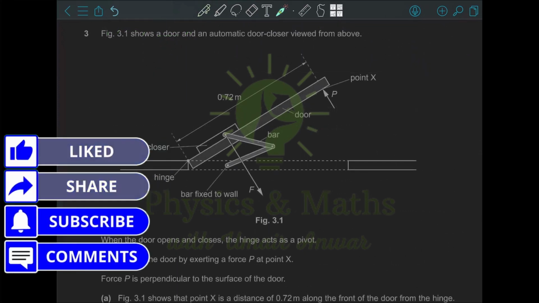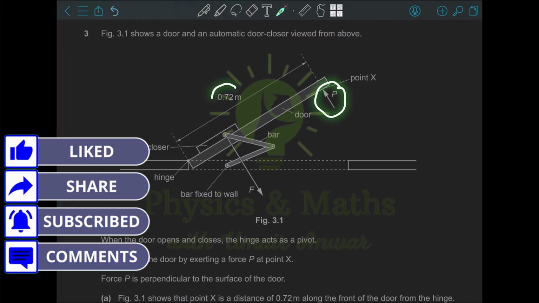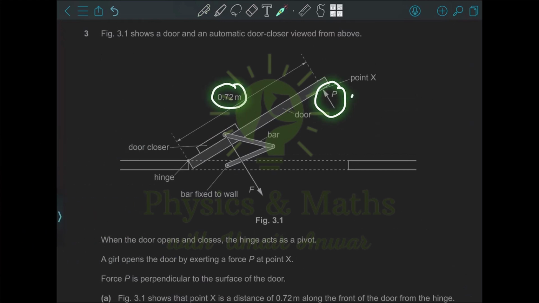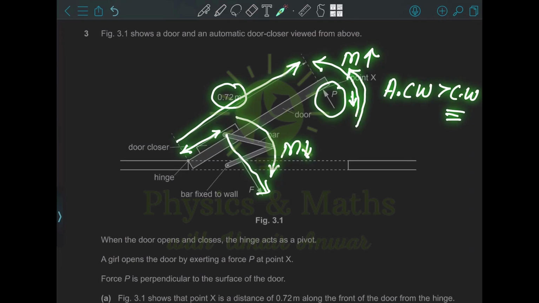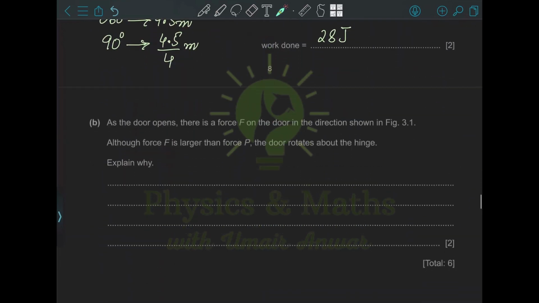So the reason is the moment is the product of force applied and the distance. Since a lesser force is being applied at a larger distance, it is producing a larger moment. While when we apply a larger force at a smaller distance, and if the product happens to be lesser, then the moment is going to be smaller. So this force is producing a clockwise moment, this force is producing an anti-clockwise moment. If anti-clockwise moment is greater than clockwise moment, then the door is going to rotate in the anti-clockwise direction despite the force being larger, due to the fact that its distance is larger, so the overall moment in anti-clockwise direction is larger.